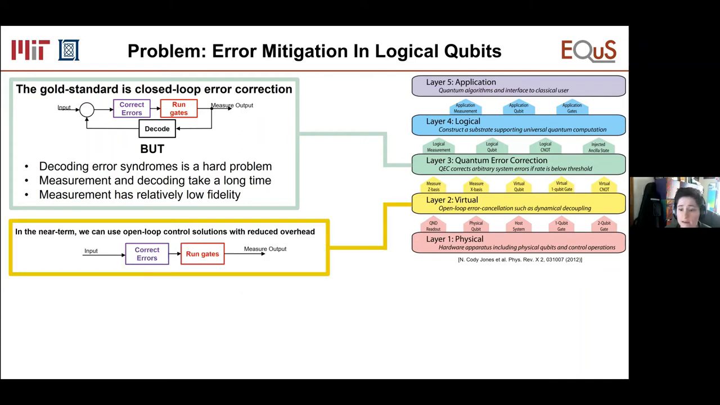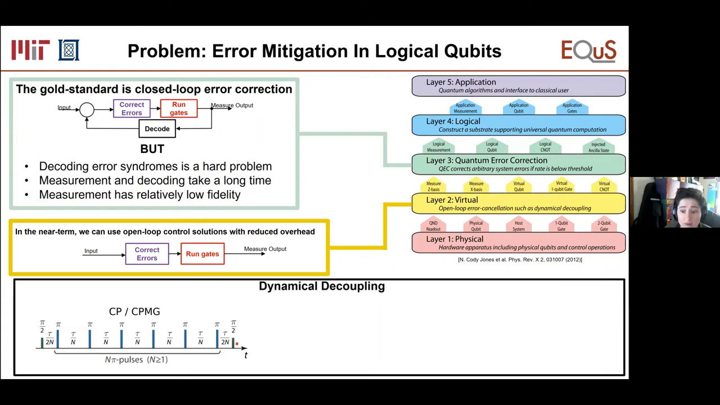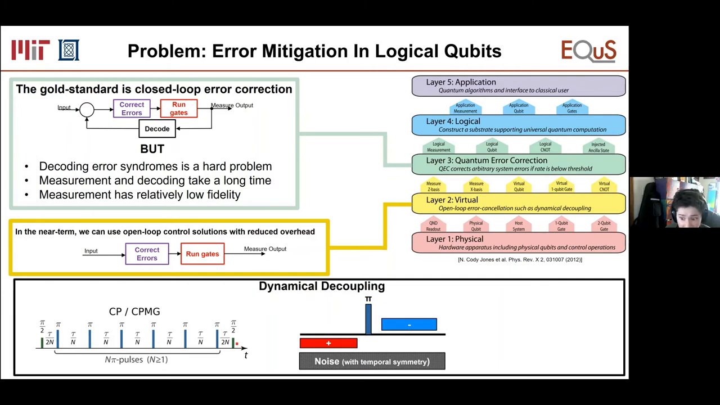So in the meantime, we need open loop control solutions. And by open loop control, that's just a fancy way of saying control solutions that don't involve feedback. And right now, dynamical decoupling is the go-to open loop error mitigation tool in the quantum experimentalist's toolbox. With carefully designed pulse sequences, we're able to echo out the noise so that it cancels out on itself. It's a very effective technique.